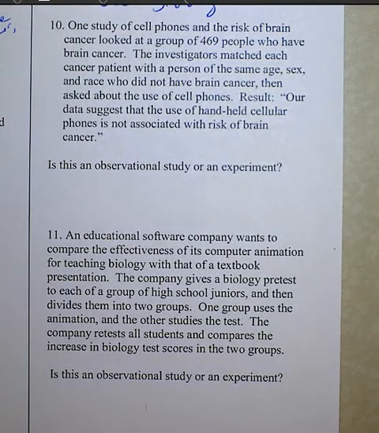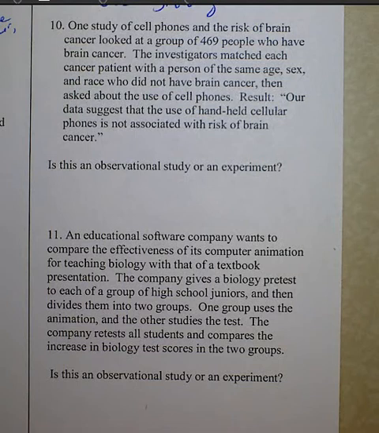One study of cell phones and the risk of brain cancer looked at a group of 469 people who have brain cancer. And the investigators matched the cancer patients with a person of the same sex and age and race who did not have brain cancer, and then asked about cell phones. They came up with: our data suggests that the use of handheld cellular phones is not associated with the risk of brain cancer.